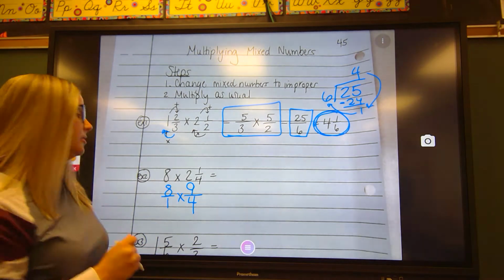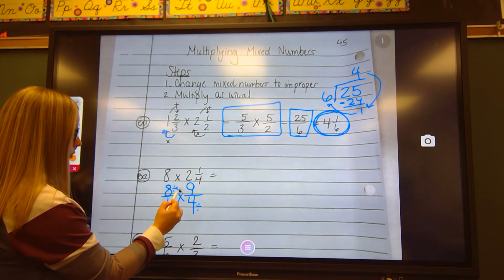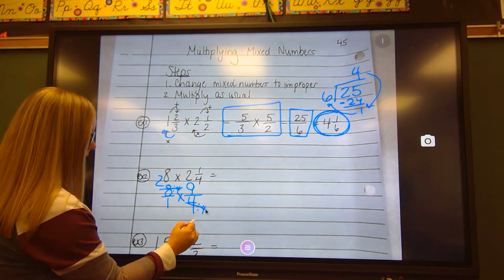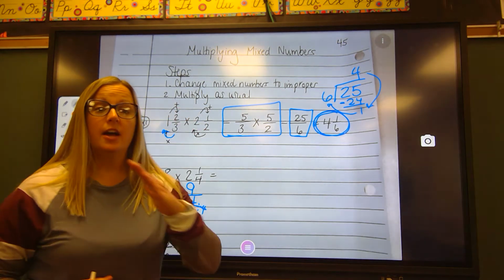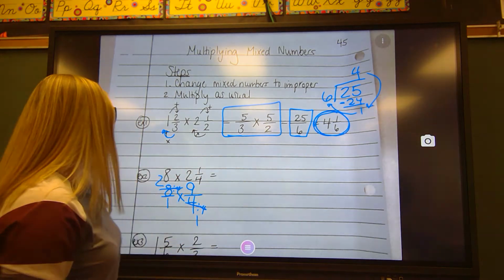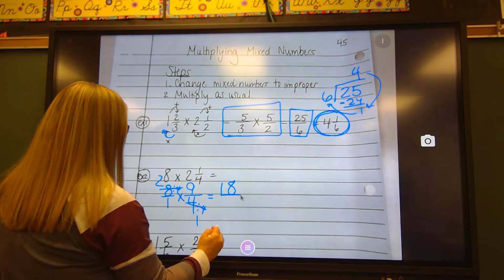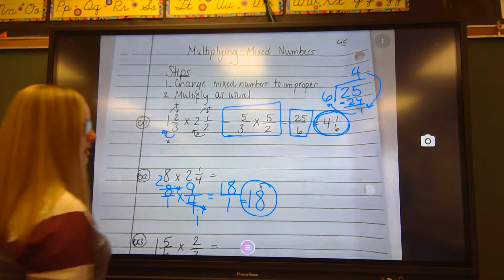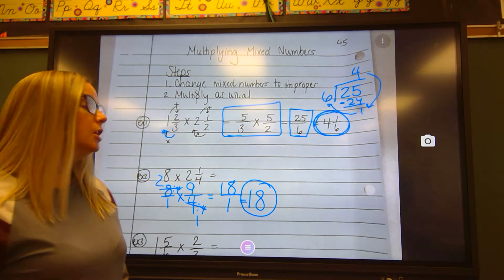Let's see if we can cross simplify. I can divide 4 and 8 both by 4. 8 divided by 4 is 2. 4 divided by 4 is 1. I can't simplify 9 and 1, so I've checked this way. I've checked this way. I'm ready to cross the street. Top times top. 2 times 9 is 18. 1 times 1 is 1. And you want to simplify that by saying the answer is 18. 17 over 1 would be 17. 20 over 1 would be 20.